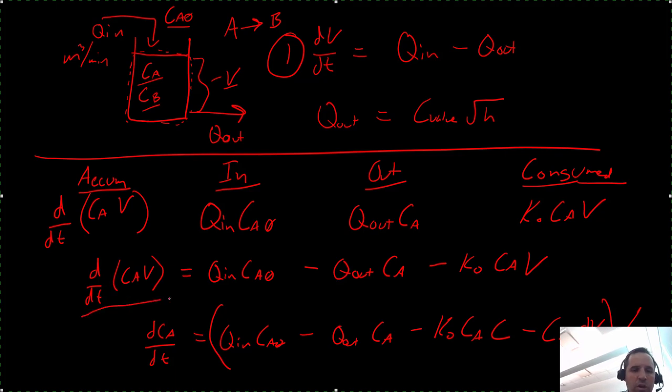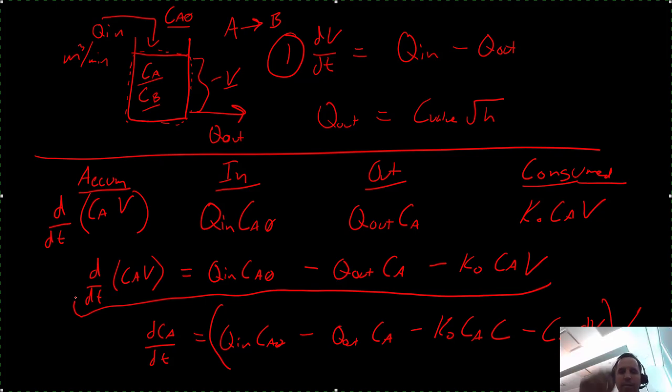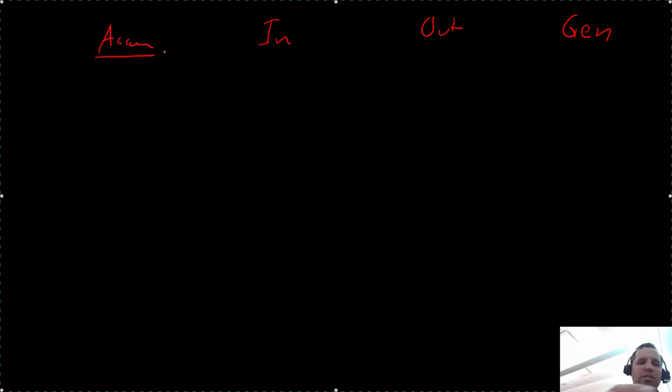So we started with our whole component balance here, and then we really just did some algebraic manipulation and some calculus manipulation to get this solved explicitly for dCa dt. So that gives us our second differential equation corresponding to our second state variable. Let's do the same thing for component B. So here we have accumulation, in, out, and then in this case, B is being generated because the reaction is A going to B.